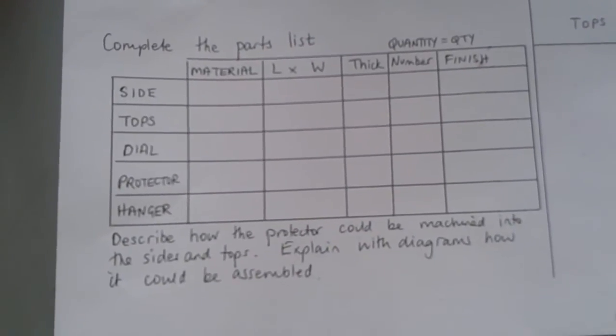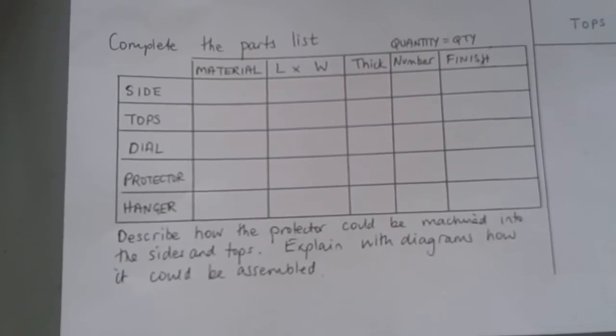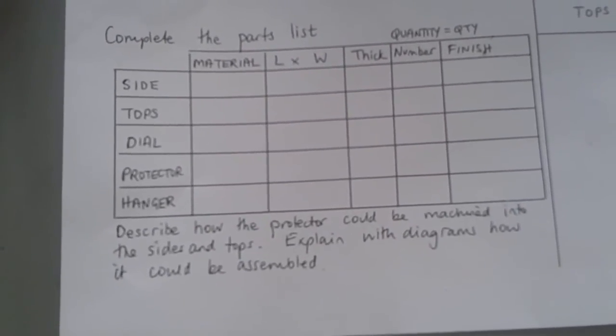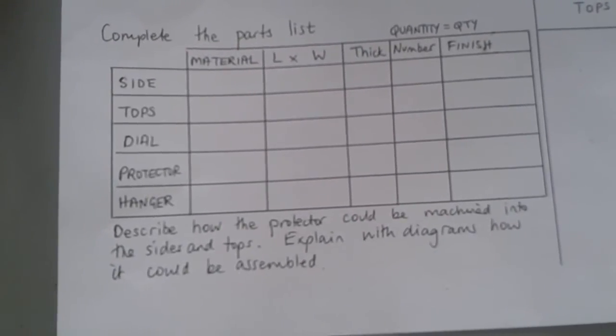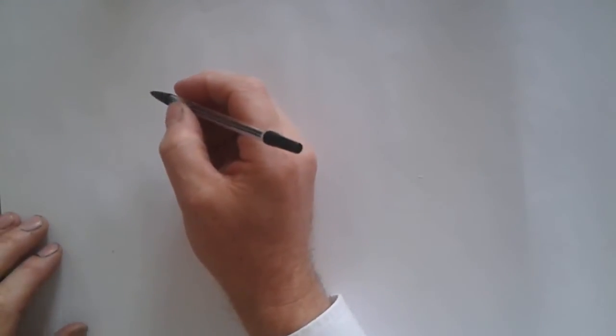Here is a blank parts list. This is what you have to fill out for a design you're going to make. But we also need to know what shape each side is going to look like. So we're going to take our concept design and we're going to draw it on our paper. I'm using a pen so that you can see it clearly.